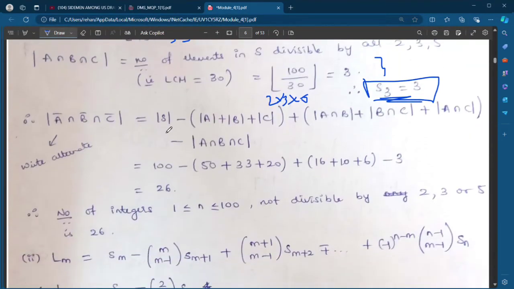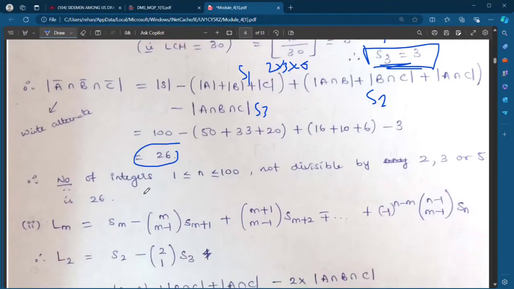Okay, so if you do that here, S minus S1 plus S2 minus S3, you get the value that is not divisible by 2, 3, 5. If you have to take those which are divisible, then you will simply add S1 plus S2 minus like that. Okay, then therefore the number of integers 1 less than or equal to n less than or equal to 100 not divisible by 2, 3, 5 is 26.